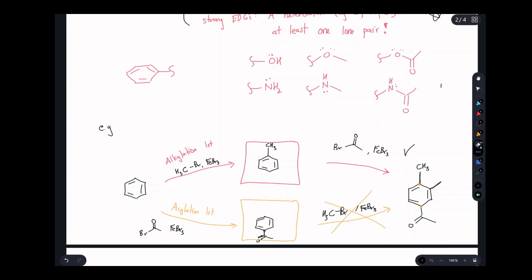Hopefully this demonstrates why this topic is important. Not only do we need to know the reactions, but we also need to know the order of reactions that will get us the products that we want.